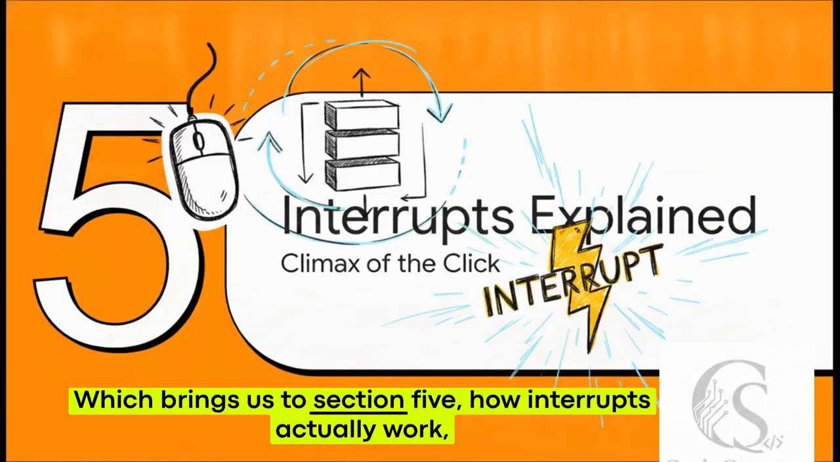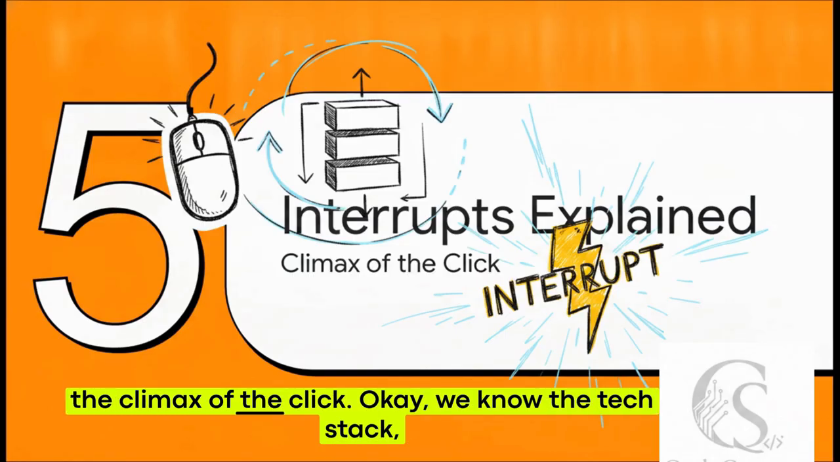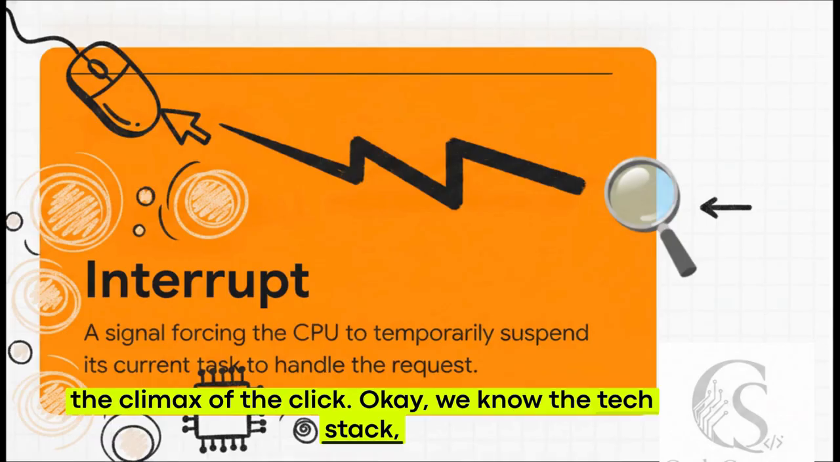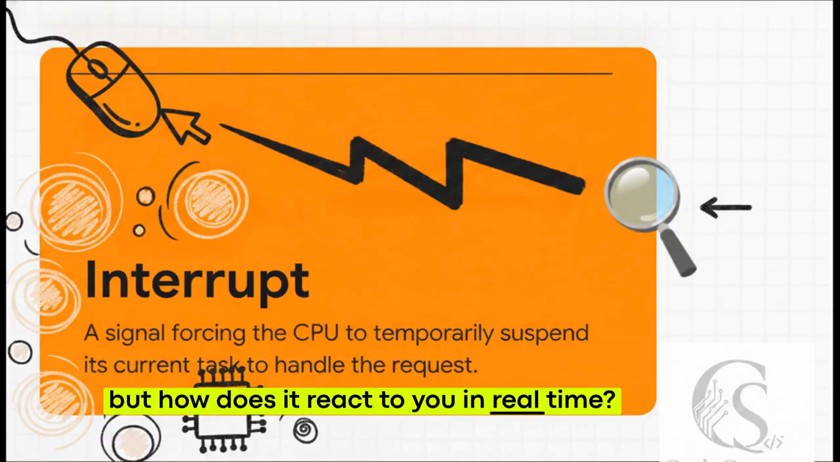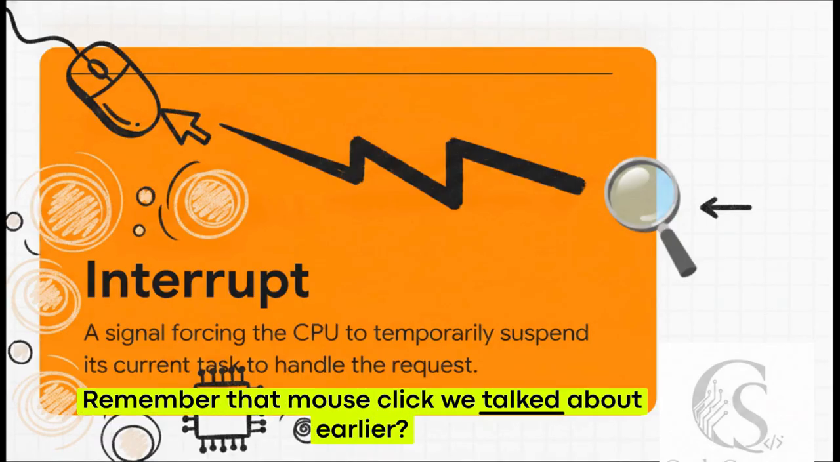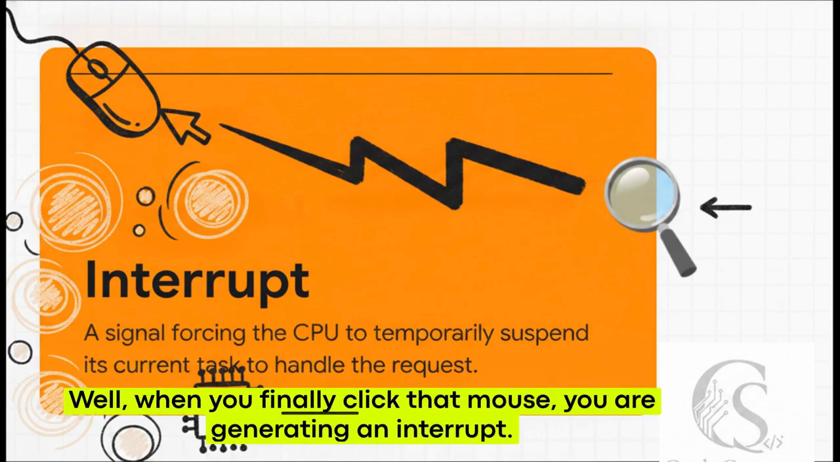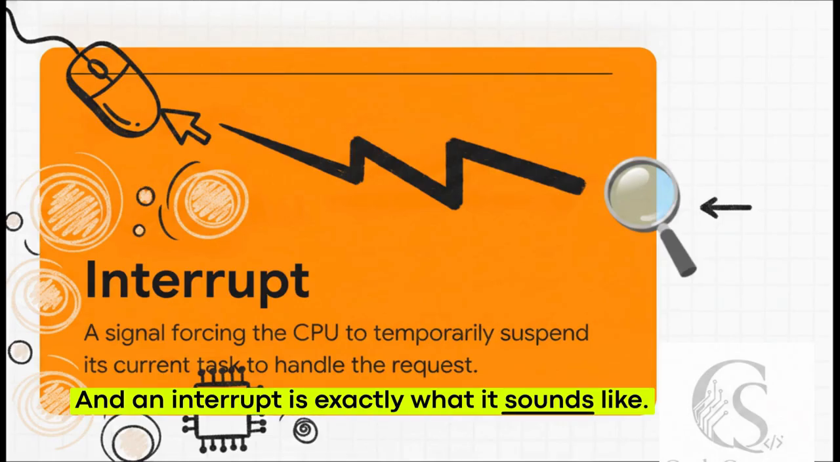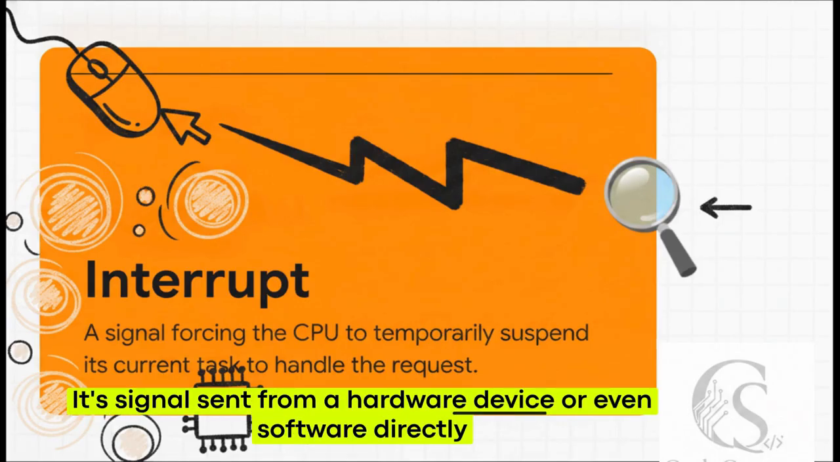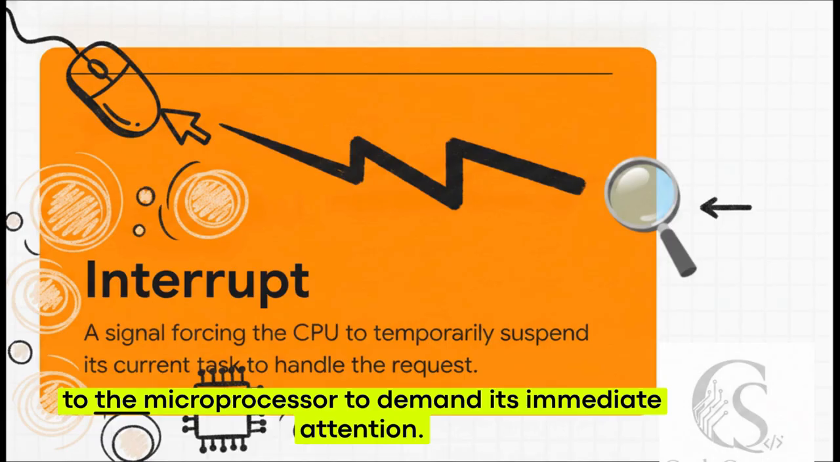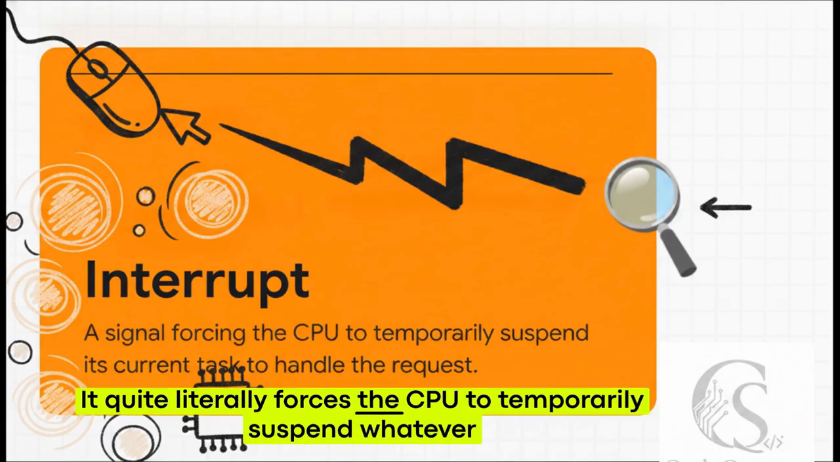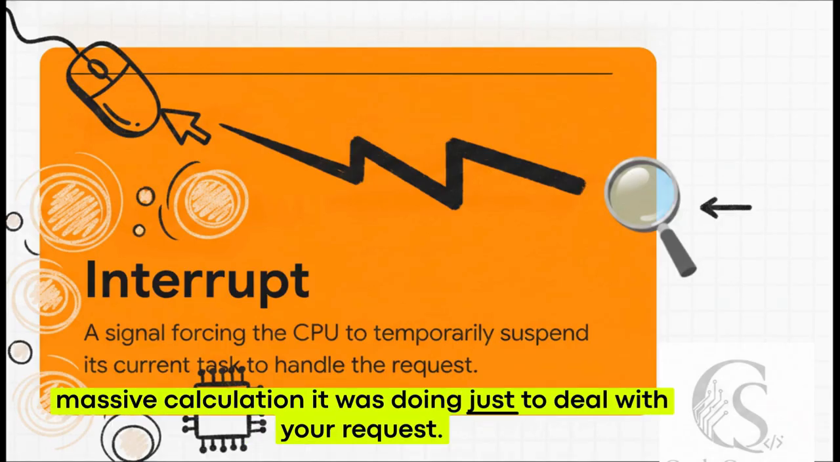Which brings us to section 5, how interrupts actually work, the climax of the click. Okay, we know the tech stack, but how does it react to you in real time? Remember that mouse click we talked about earlier? Well, when you finally click that mouse, you are generating an interrupt. And an interrupt is exactly what it sounds like. It's a signal sent from a hardware device, or even software, directly to the microprocessor to demand its immediate attention. It quite literally forces the CPU to temporarily suspend whatever massive calculation it was doing, just to deal with your request.